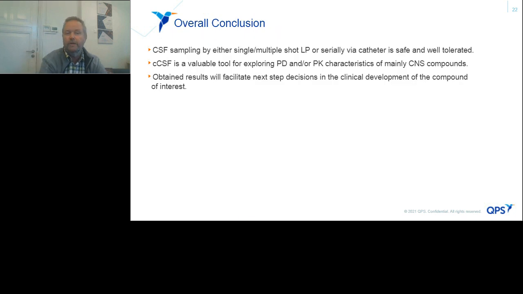So the overall conclusion over here is that we can say that CSF sampling by either single or multiple shot of LP or serial via catheter is safe and well tolerated, and that CSF sampling, and especially serial or continuous CSF sampling, is a valuable tool for exploring PD and certainly PK characteristics of mainly CNS compounds. And these obtained results will facilitate the next step decisions in the clinical development of a compound of interest, especially in the CNS area.